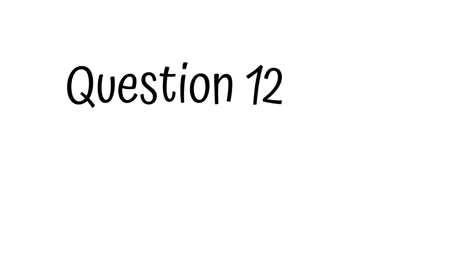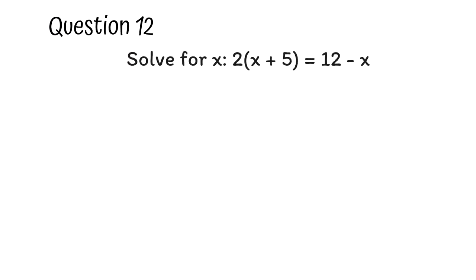Question 12. Solve for x when 2(x + 5) is equal to 12 minus x. This is an equation, and we need to find the value of x that satisfies the equation. By order of operation, 2(x + 5) needs to be expanded. And to do that, 2 has to multiply each term in the parenthesis.